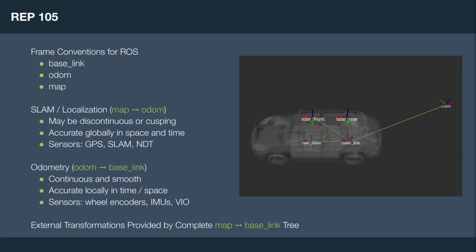Let's talk about a standard before we continue. REP 105 is the standard for frames and separation of concerns for state estimation of mobile robots, drones, submarines, autonomous vehicles, and similar. It defines the transformation tree from map to odom to base_link.